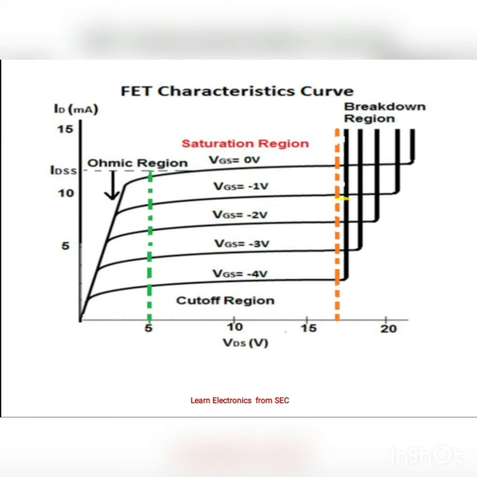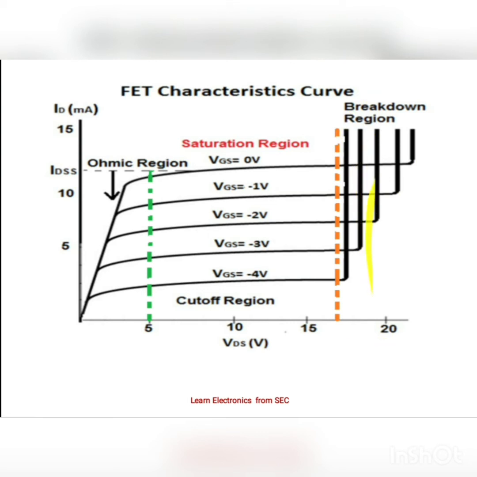And now after that, if we still increase the VDS values, it enters into breakdown region, which is not a desired operation of FET. The device will get damaged here. This region is called as breakdown region. That is, small change in voltage leads to huge current here.